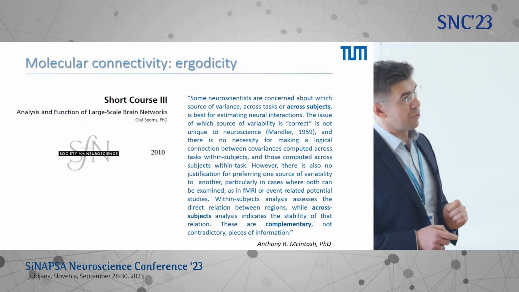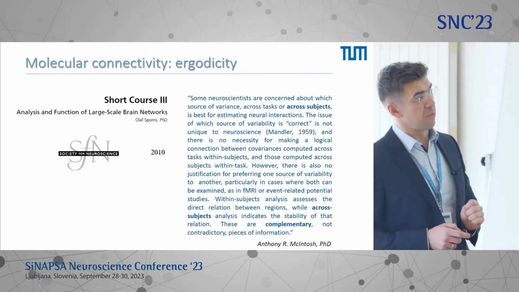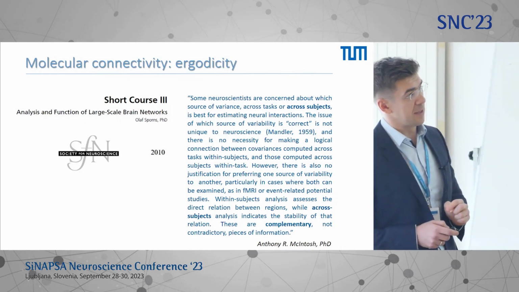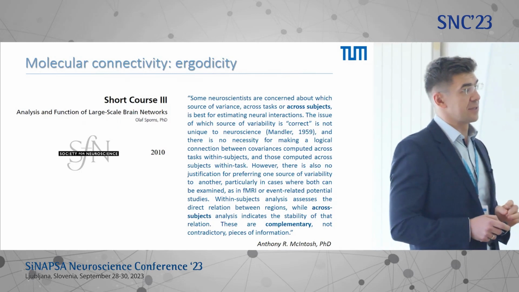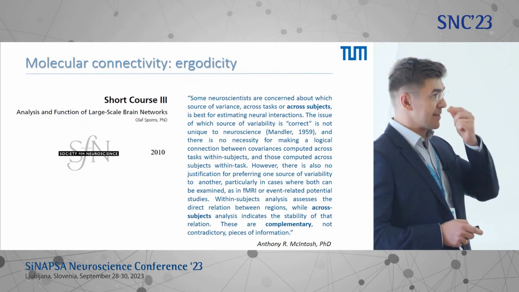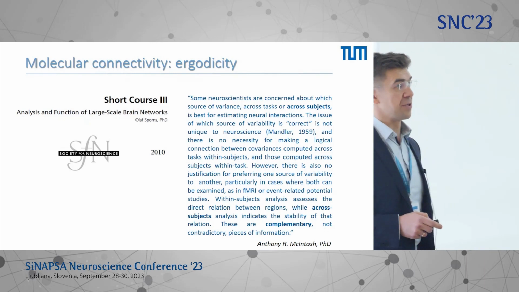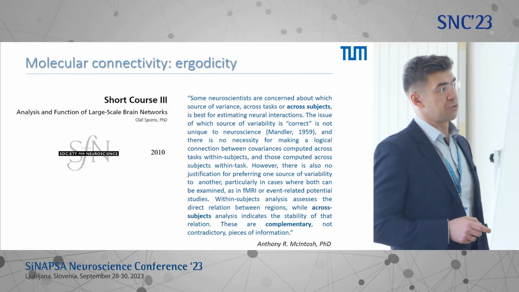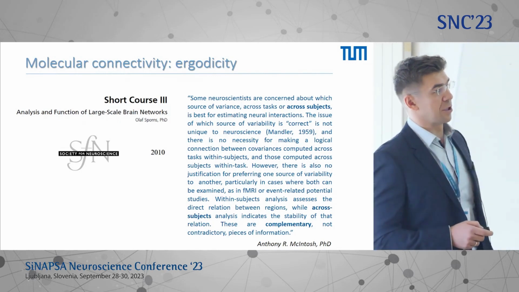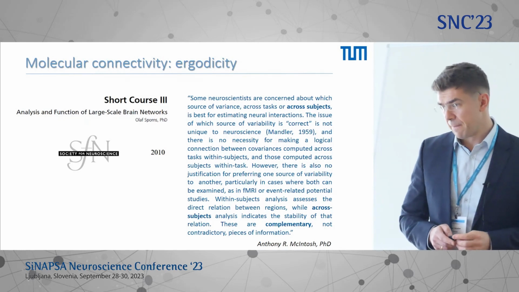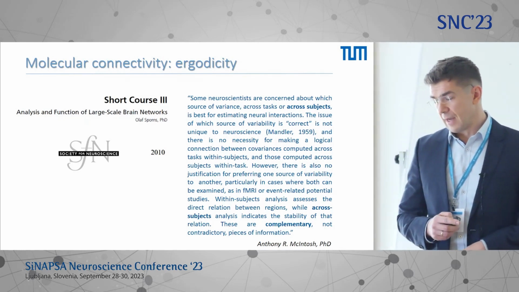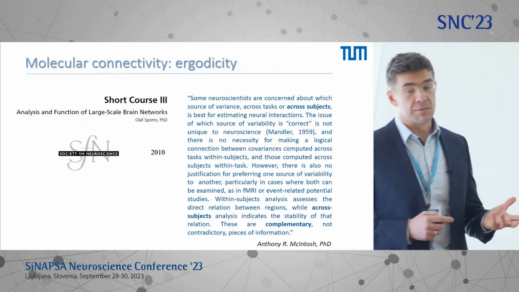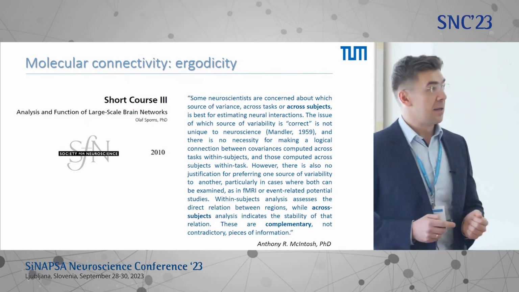However, there is also no justification for preferring one source of variability to another, particularly in cases where both can be examined, as in fMRI or event-related potential studies. Within-subject analysis assesses the direct relation between regions, while across-subject analysis indicates the stability of that relation. They are complementary and not contradictory pieces of information. And for me, this is a good justification of this inter-subject estimation.